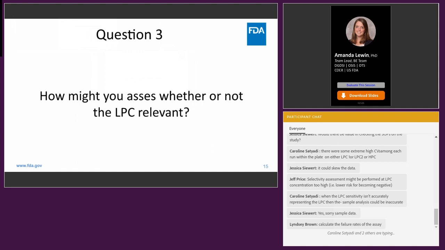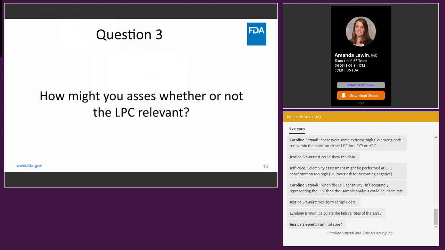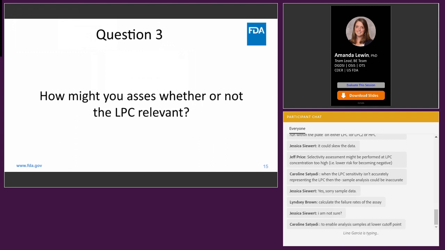Failure rates of the assay, great thought. Yep, we can definitely look at that. We have that data for sure. What else might we get? Can we look at anything from study sample? You know, we're on site, we're at the CRO, we can look at anything they have. Any of the data they've generated, we can look for, we can ask for. And we can use that to help us determine the impact on the study data.